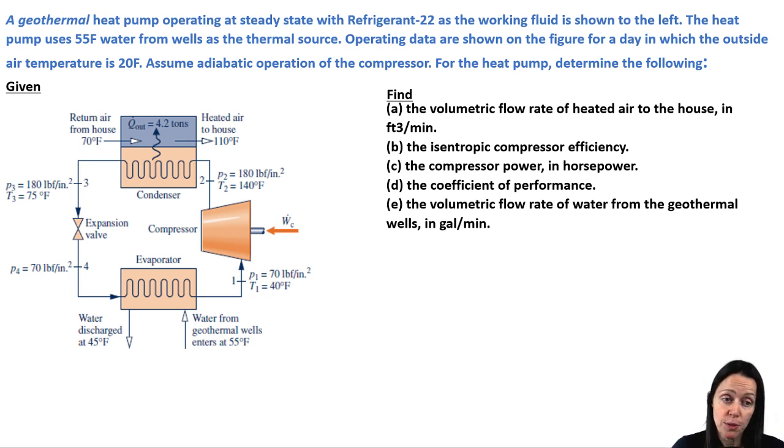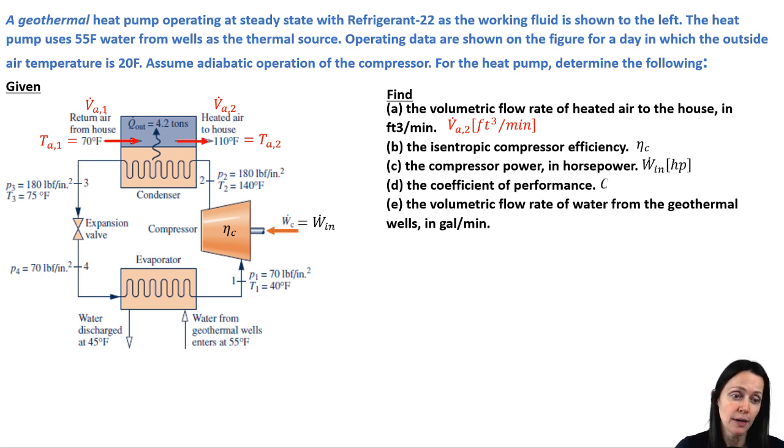All right, so the first thing that we're supposed to find is the volumetric flow rate of heated air to the house. So what I've done here is I've designated 70 degrees and 110 degrees Fahrenheit to be TA1 and 2. I've also designated a volumetric flow rate of the air at 1 and 2. And what we're interested in is the volumetric flow rate of the air to the house. So that would be V.A2. We also want to find the isentropic compressor efficiency, the compressor power, the coefficient of performance, and then the volumetric flow rate of the water from the geothermal wells in gallons per minute.